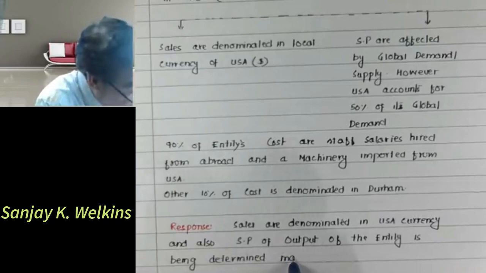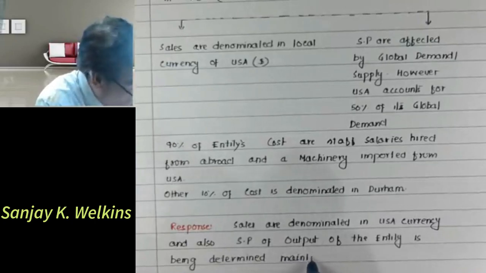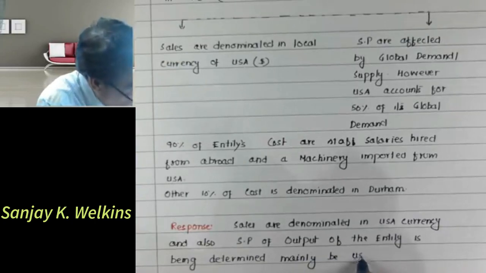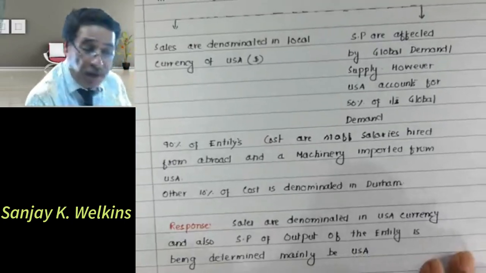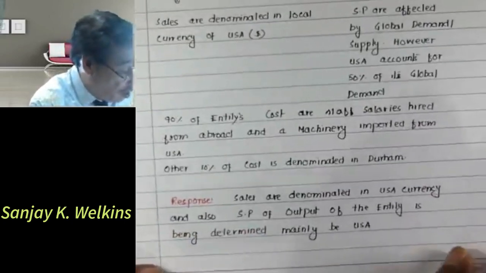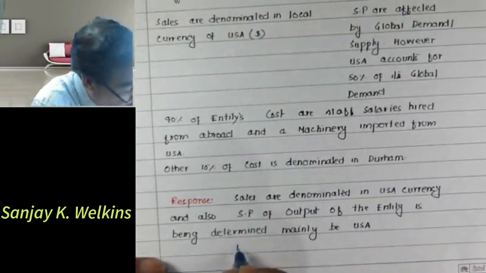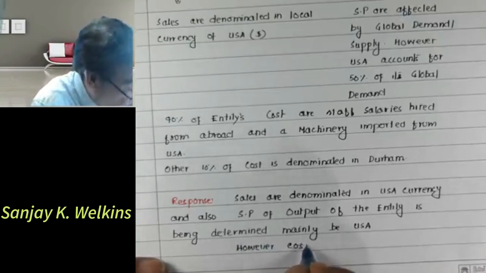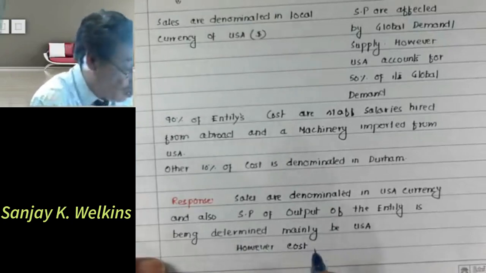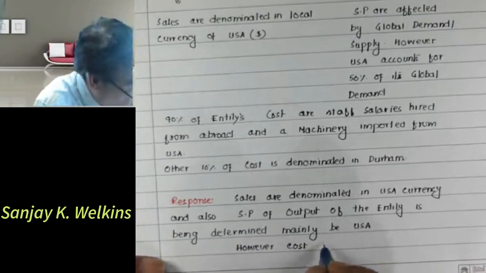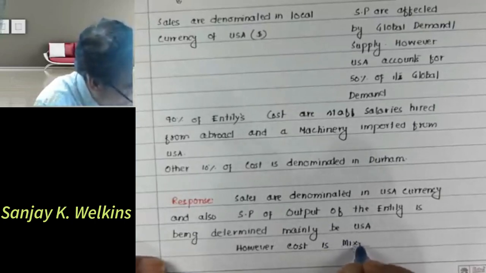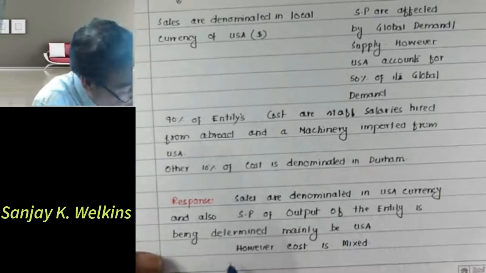mainly by USA, because USA is accounting for 50%. However, cost of the entity is mixed. Cost of staff salary, machinery and other costs are mixed. Cost is mixed as such.